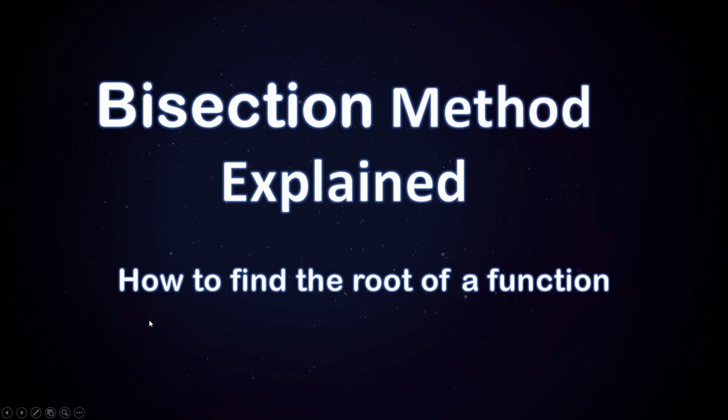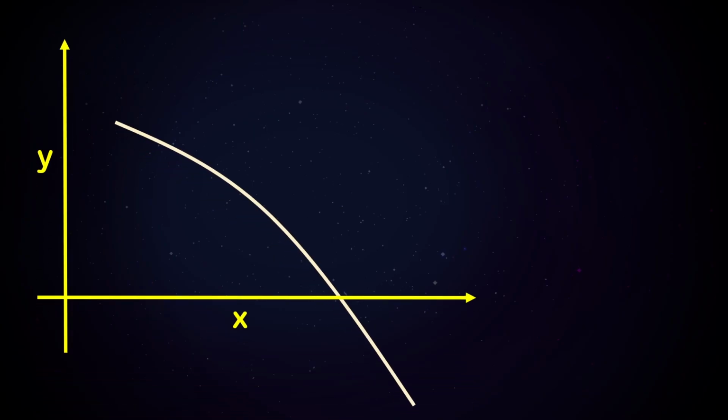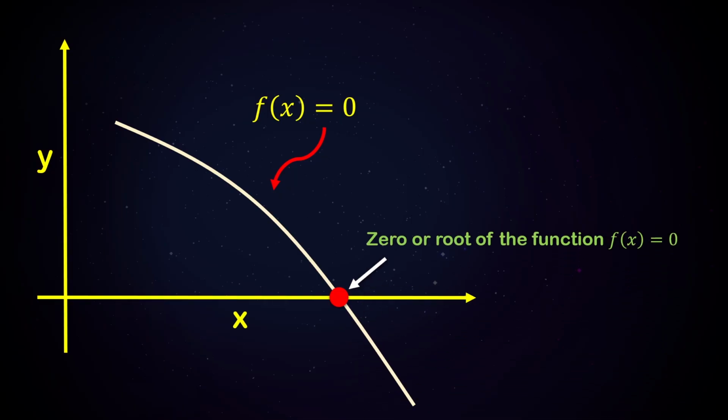Bisection method is a numerical technique used to find the root of an equation, that is, a point where f(x) equals 0. And in this diagram, we can see a one-dimensional function f(x), which crosses the x-axis at some point. It is denoted by the red dot. This is basically the zero or root of the function f(x) equals 0, and the value of this we want to find by computational or numerical methods.